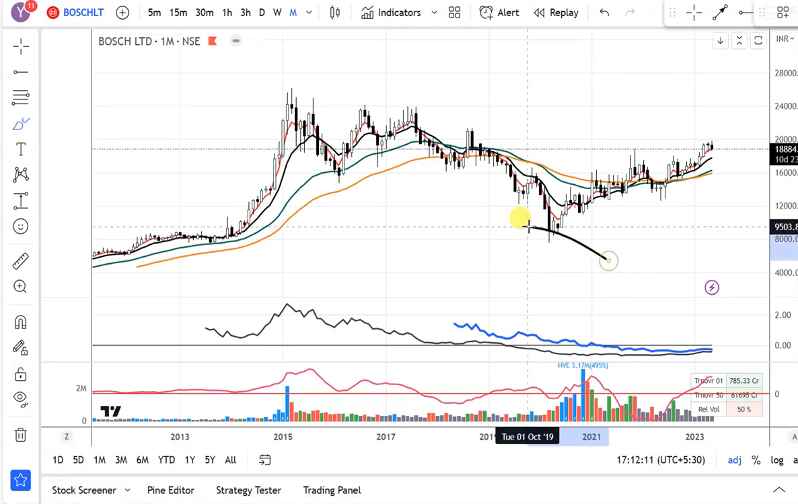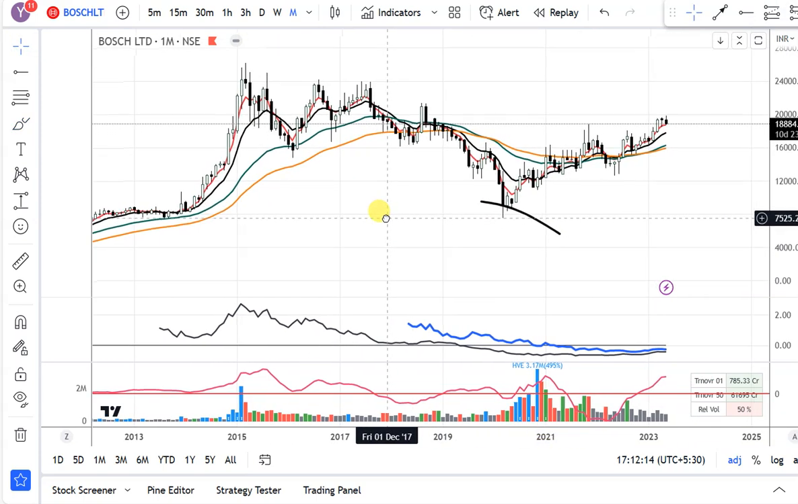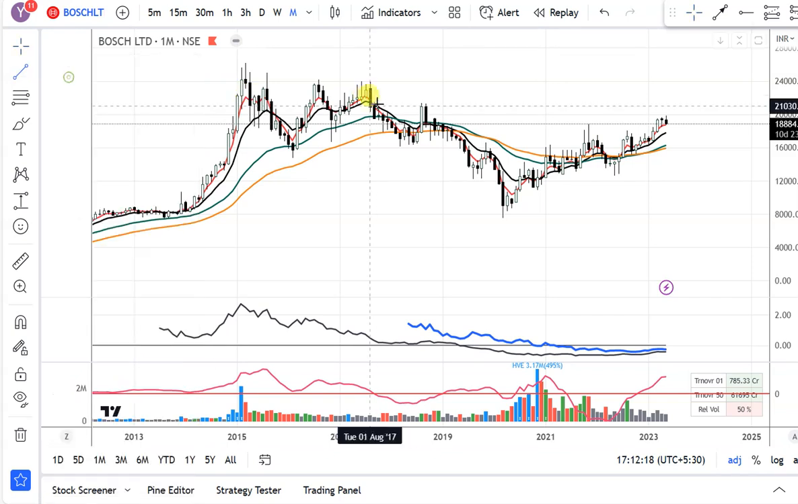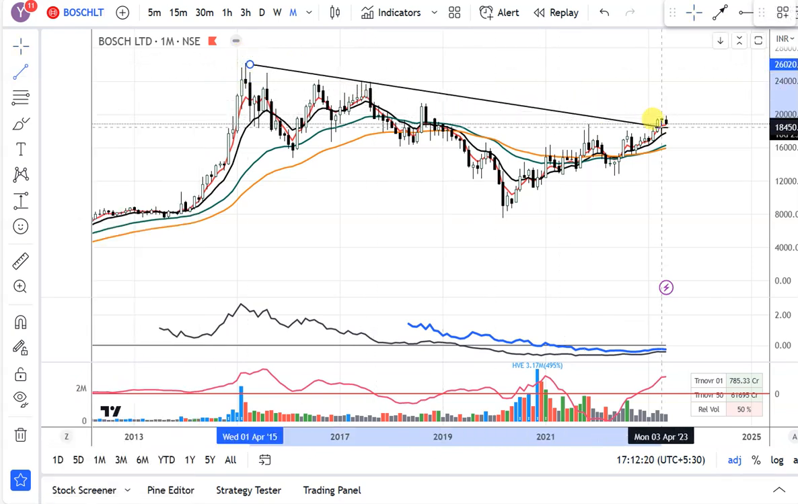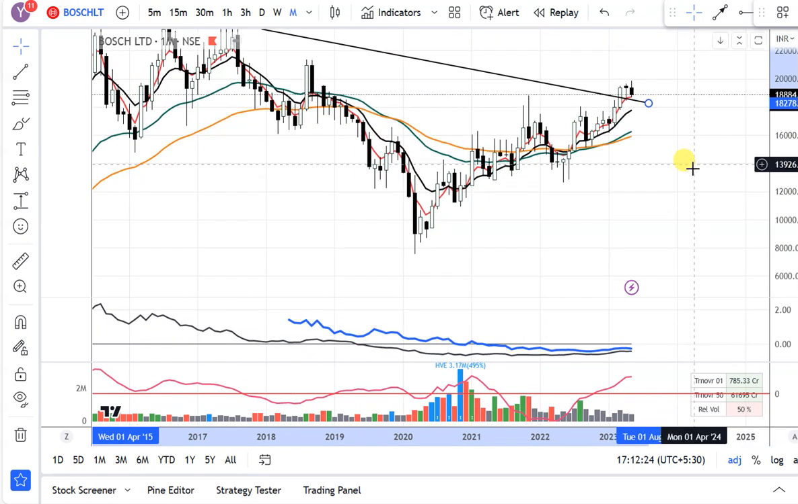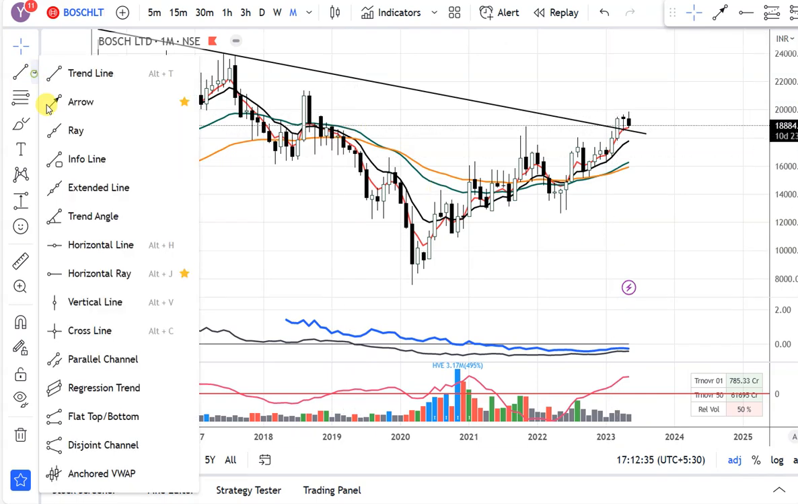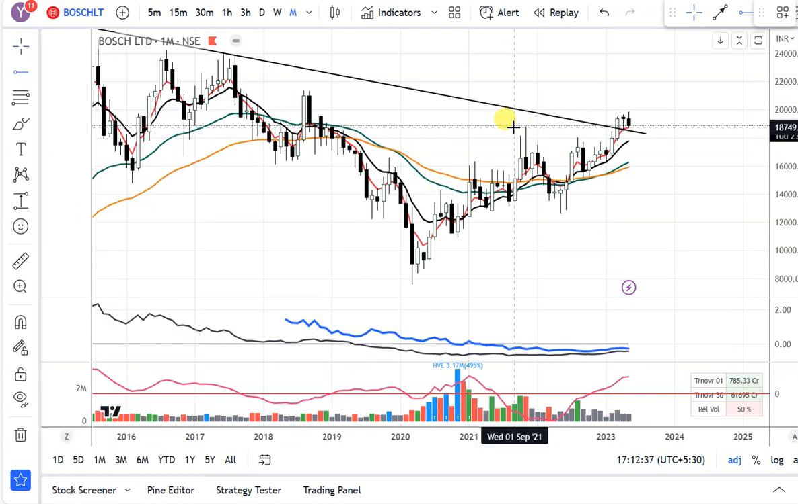Now, what is Bosch doing over here? Can you see this candle has given a breakout? This candle has given a breakout, and even the volumes over the past 3 months were rising. The resistance out here, which was this candle creating an error, has also been breached, and exactly from those levels, the stock has taken a support.